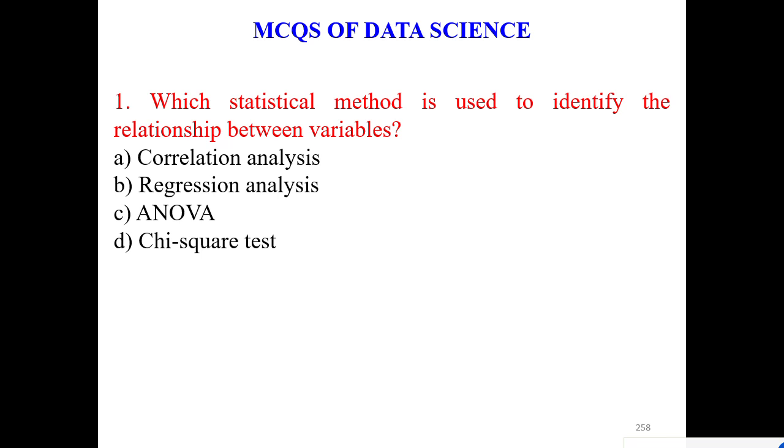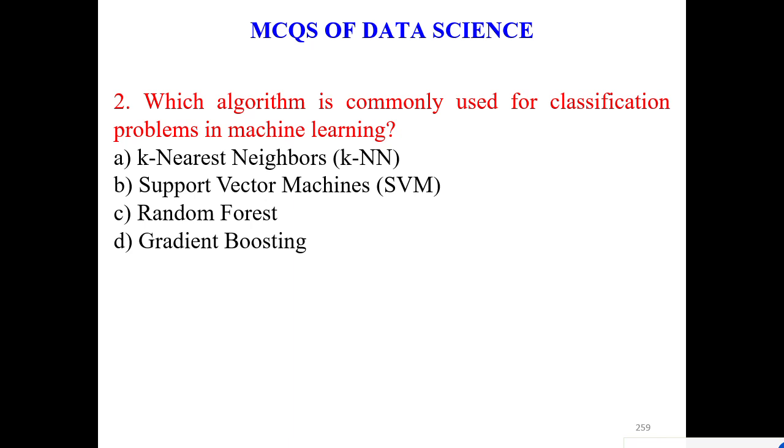Which statistical method is used to identify the relationship between variables? Correlation analysis. Think over: which statistical method is used to identify the relationship between variables? We have correlation analysis, regression analysis, analysis of variance ANOVA, chi-square test. Yes, your answer is perfect, correlation analysis. I'm checking. Then which algorithm is commonly used for classification problems in machine learning?